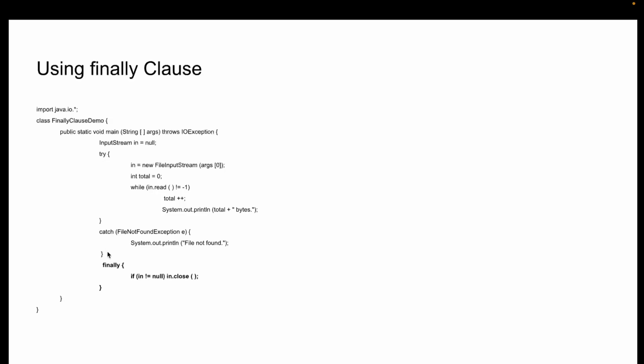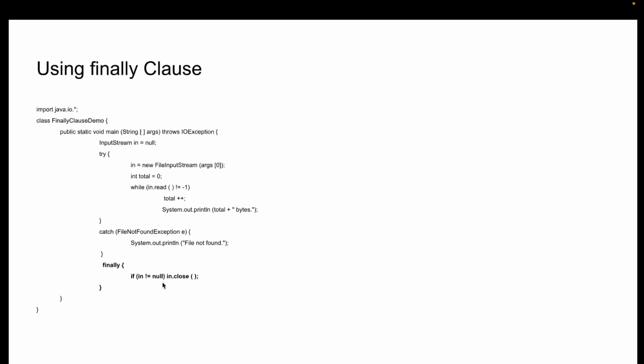Suppose we are trying to read through a file, and that file itself is not found. So we get some kind of exception, and that exception is called file not found exception. If this file was not found, we would get some error, and we would be able to catch that exception, the file not found exception, in this catch block. But this finally block will still be executed. This finally block will still be executed.